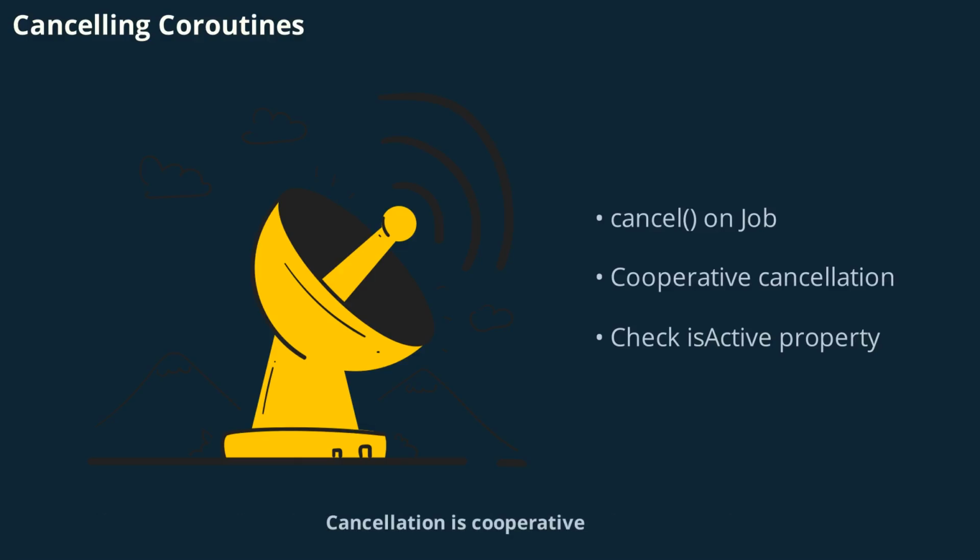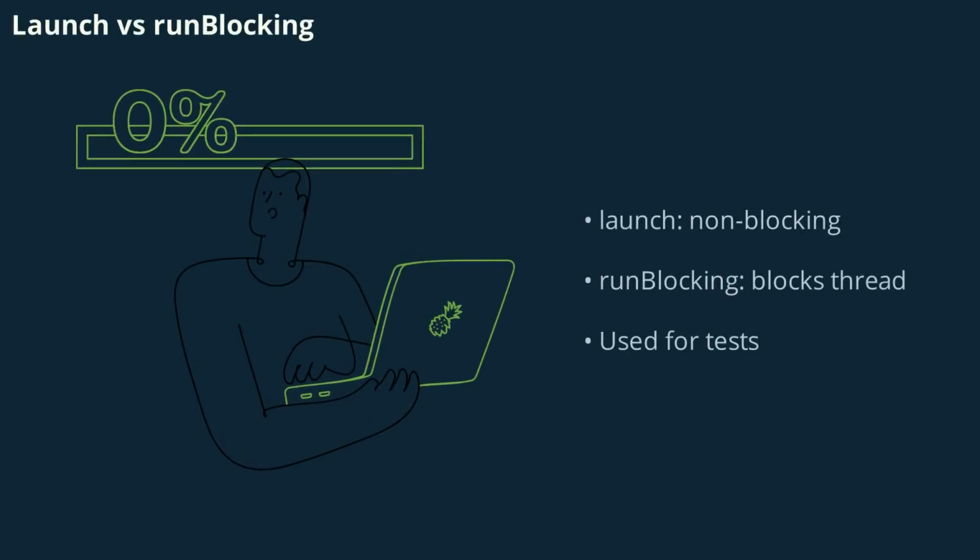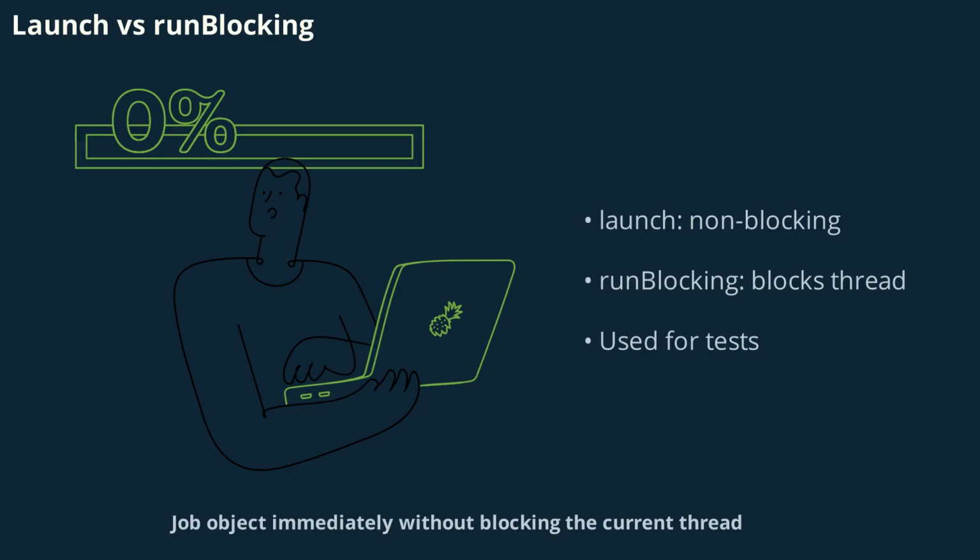Cancellation is cooperative, meaning the coroutine code should periodically check for cancellation using the isActive property and gracefully stop its execution. Launch starts a new coroutine and returns a job object immediately without blocking the current thread. It's used for fire-and-forget coroutines. runBlocking, on the other hand, blocks the current thread until the coroutine inside it completes. It's mainly used for tests or top-level coroutine code.